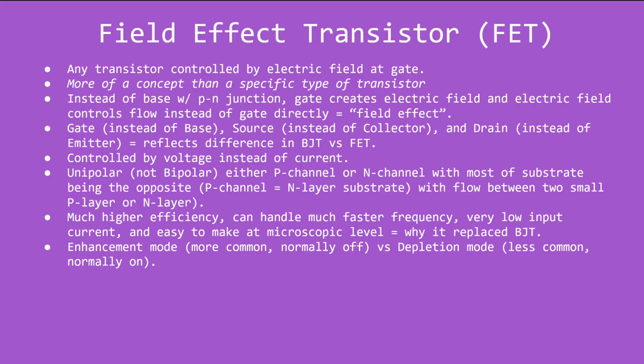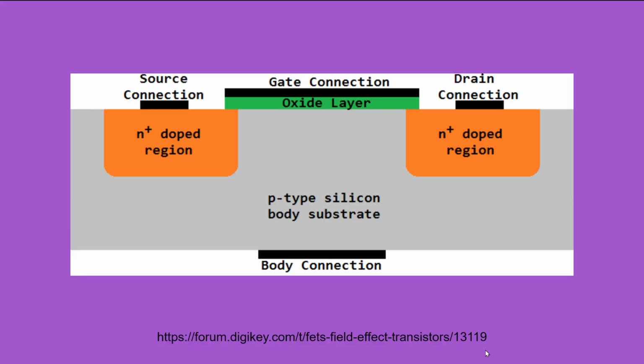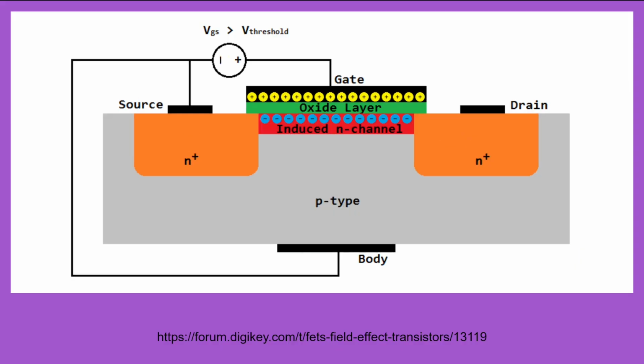They also can come in enhancement mode, which is normally off, so you actually have to apply voltage to turn it on. You're going to find those a lot more, but there's also depletion modes. They're less common, but they're normally on, so applying voltage turns them off. So keep in mind that difference. Here's just a little illustration from DigiKey on how it actually looks. You've got your doped regions, and then you've got your body substrate. This kind of shows the action here. The key thing is the electric field that's being created, and that's actually what creates the induced channel there.